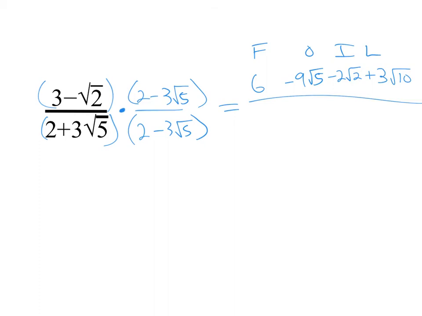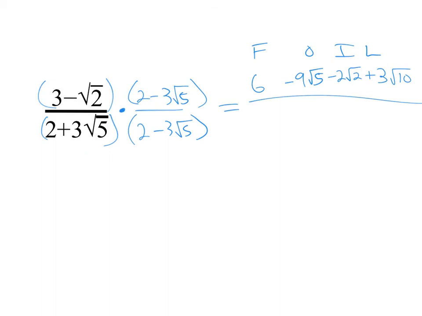So moving to the bottom. Remember, the bottom is always where you can take the shortcut, right? Because you're multiplying your outside and inside terms there. You see that those are going to be opposite, right? So looking at the outside terms, you have 2 times negative 3 times square root of 5. And then on the inside, you have 2 times positive 3 times square root of 5. So those are opposites. They're going to cancel out.